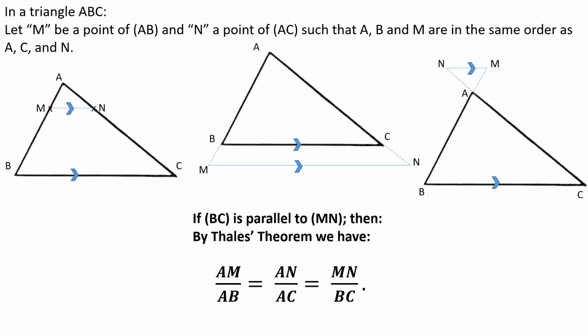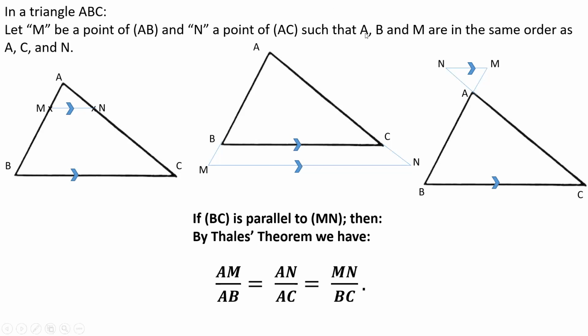Let us start. In a triangle ABC, we have these three figures in front of us. We have in each figure triangle ABC. Let M be a point of line AB, and N a point of line AC. So I have taken two sides of this triangle, and I placed two points M and N on the two sides. But how did I place them?